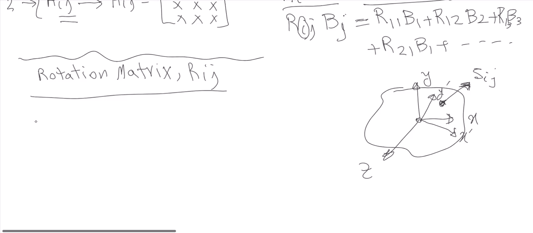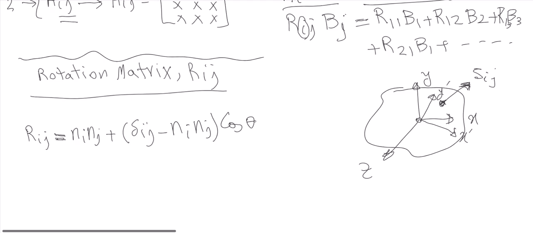Now, what is the Rij? Rij is a 3 by 3 matrix, if you write it in matrix format, but I write it in index notation, and that is what we have here as NiNj plus (delta ij minus NiNj) cosine theta plus eijk Nk sine theta.